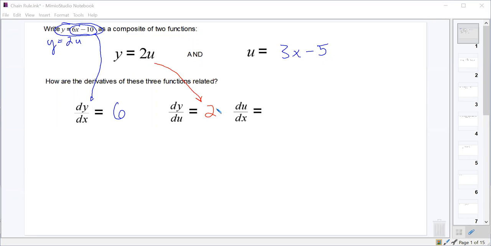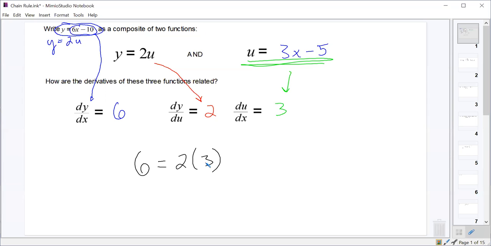And then lastly, I want you to take the derivative of u when it's in terms of x. What would you get? 3. 3. Man, it's like you guys can take derivatives. This is good news. All right. Now, for the amazing thing, there is a very, very special relationship between these 3 numbers. 6 is equal to 2 times 3. Isn't that a very special relationship? Yeah. And you have just done the chain rule.